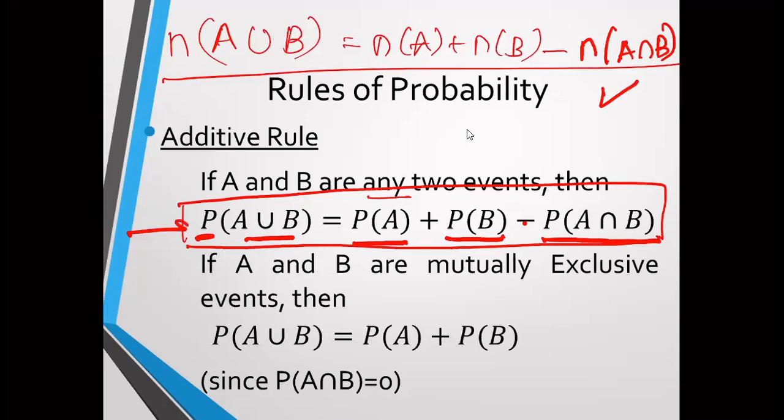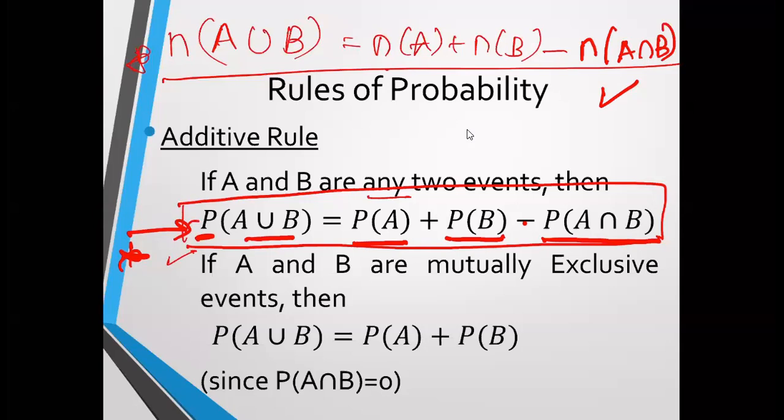This is the additive rule of probability, but we can write this as well for number of elements in these events. Usually we use this rule, but if you want, you can use N of A union B equals N of A plus N of B minus N of A and B. Is that clear? That is called the additive rule of probability.